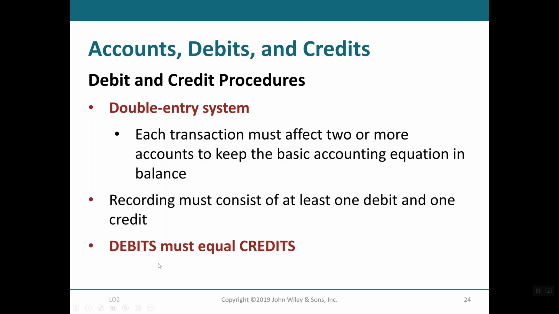So if I'm putting $50 in debit for cash, and I'm going to credit my liability, it has to be $50 too. Okay? It has to balance. So debit must always equal credit.